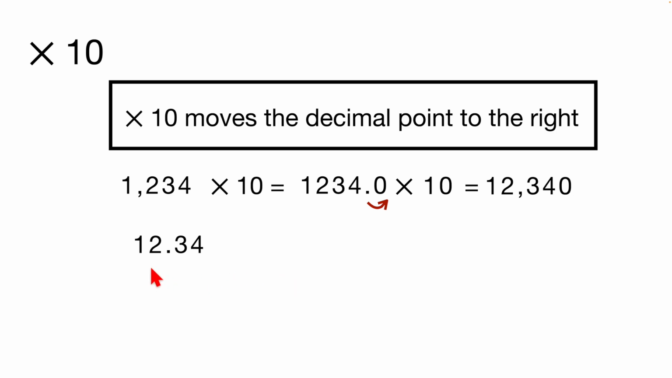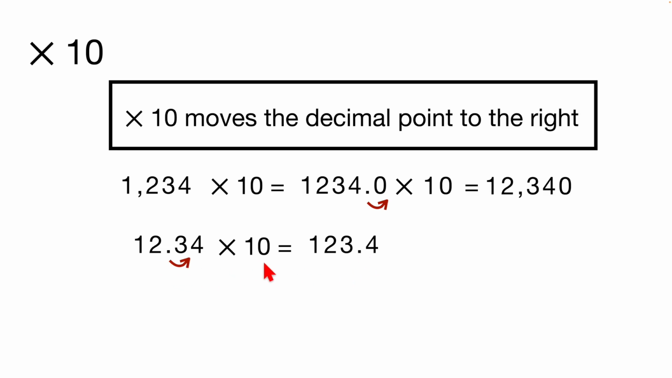Here we have 12.34 times 10. Now, unfortunately, we've got a decimal place and we're just going to move it to the right and we get 123.4. We're not adding a 0 in this case. We are merely moving the decimal point to the right.